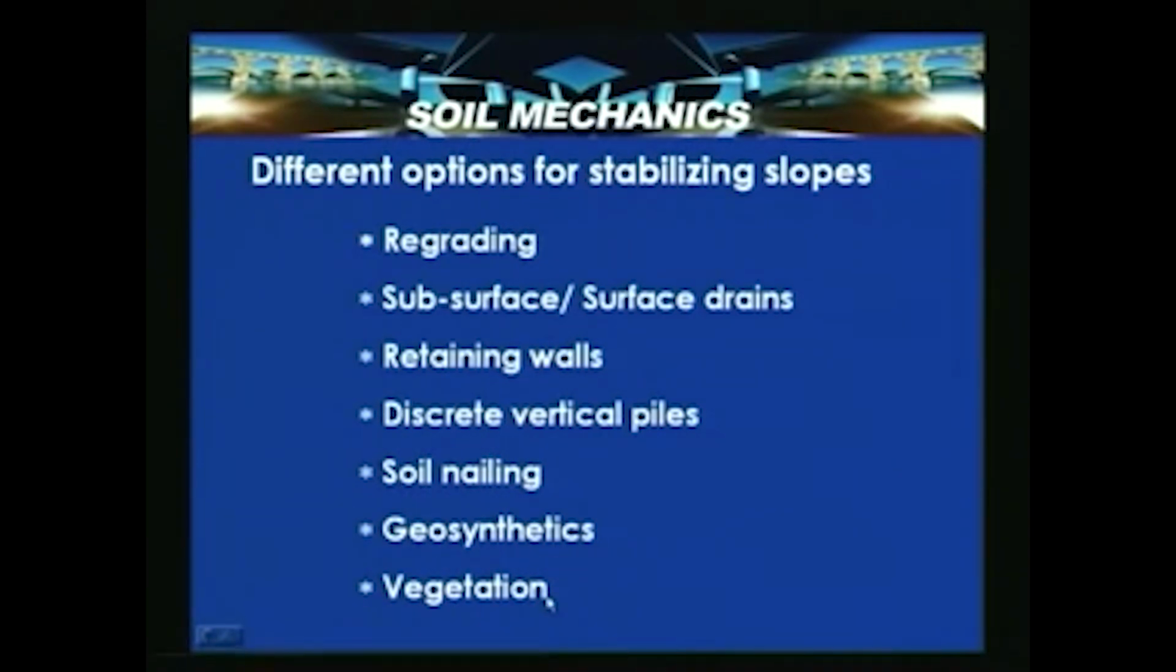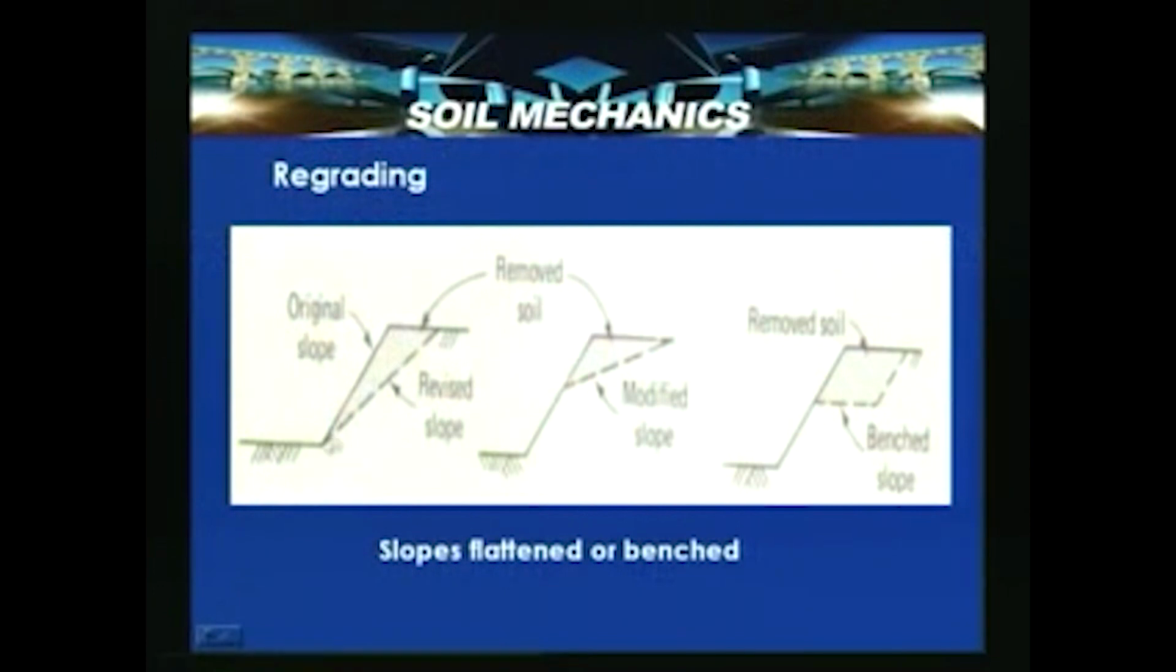Some of these techniques can be adopted for existing slopes or in situ slopes, and some can be adopted only for slopes which are yet to be constructed, particularly geosynthetics with horizontal orientation. In regrading, here the slope is flattened. This is the original slope, and this is the revised slope cross section that is shown.